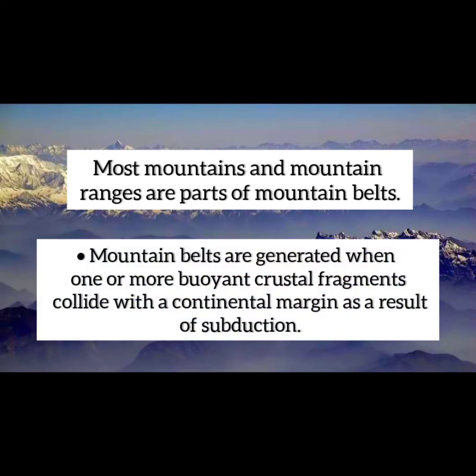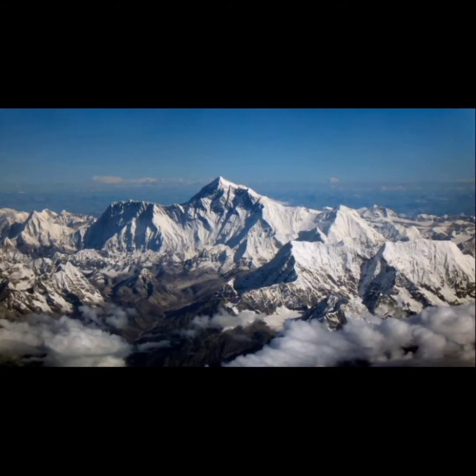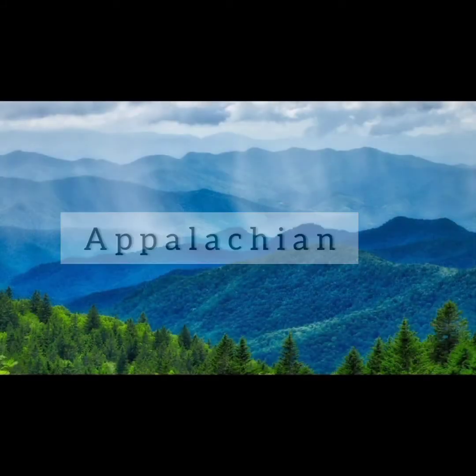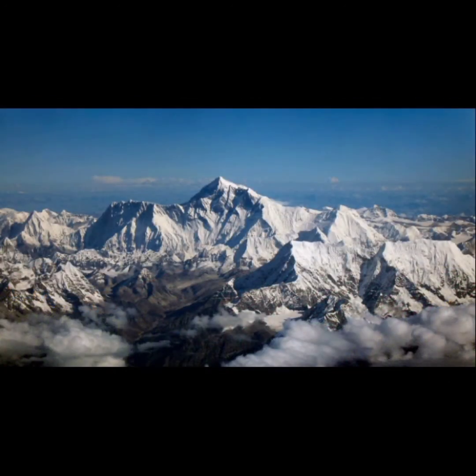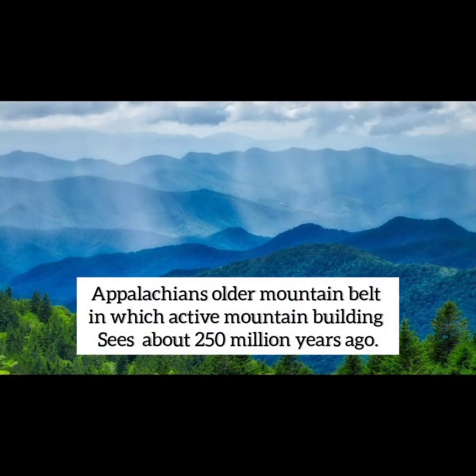Mountain belts are generated when one or more buoyant crustal fragments collide with a continental margin as a result of subduction. There are two examples of collision mountains: the Himalayas and the Appalachians. The Himalayas are the youngest collision mountains on Earth and are still rising. The Appalachians are an older mountain belt in which active mountain building ceased about 250 million years ago.